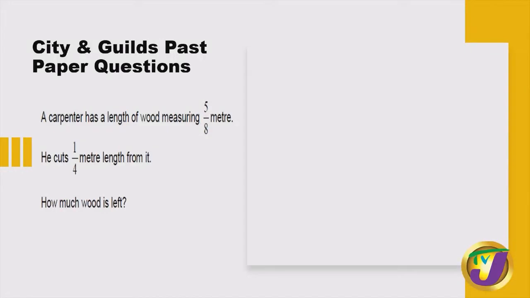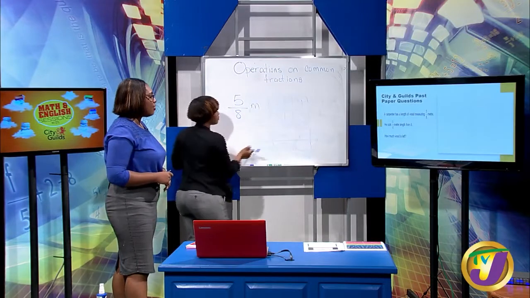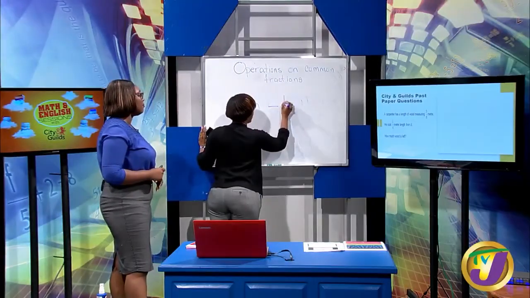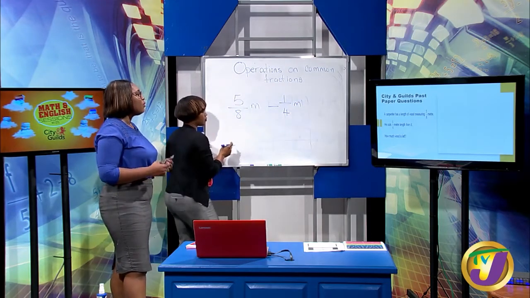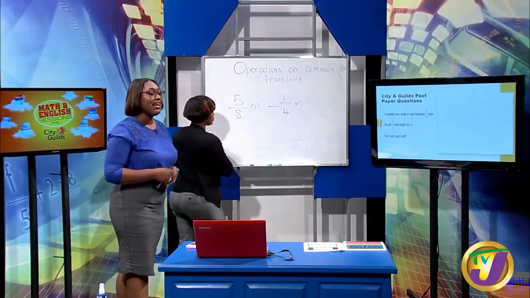Okay. So what do we know again? We know that the carpenter has 5/8 meters of wood. So he started out with 5/8 meter. He cuts off a 1/4 meter, so he would be taking away a 1/4 meter. That's correct. And we are now trying to find out how much wood this carpenter has left.